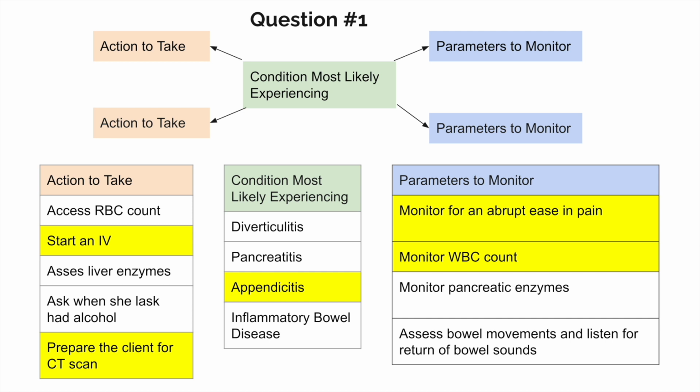And then the other thing, we'd be monitoring their white blood cell count, usually elevated in appendicitis, and just monitoring the trend of that. The other answers there are kind of distractors. Assess bowel movements and listen for return of bowel sounds. She always had bowel sounds. I mean, they didn't tell us that she didn't, so that's just kind of a distracting one. Monitor pancreatic enzymes would go along with if she had pancreatitis. So kind of more of just determining what disease she has or what diagnosis she has based on the scenario.